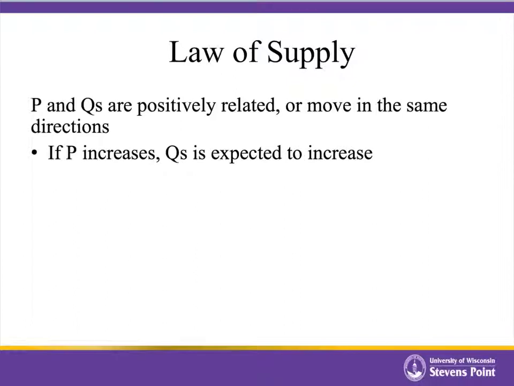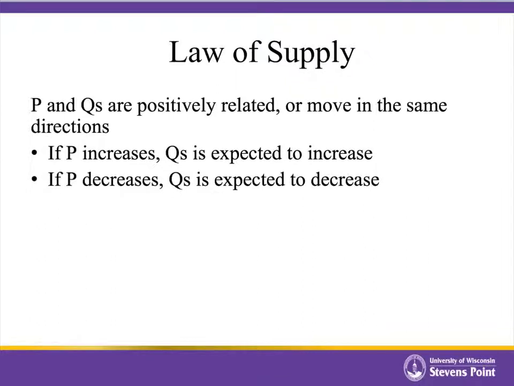If the price of the product goes up, recall that that means we have higher profits per unit. Firms respond to that by increasing the quantity supplied. They want to sell more units because they're getting more profit from each unit that they sell. But if the price goes down, quantity supplied would be expected to decrease. At a lower price, the profits per unit are smaller, and so the firm gets less benefit from each unit that they sell, so they're not willing to sell as many units.